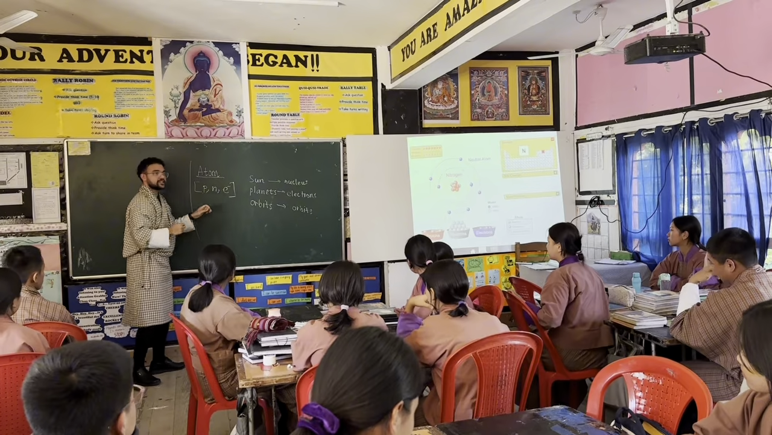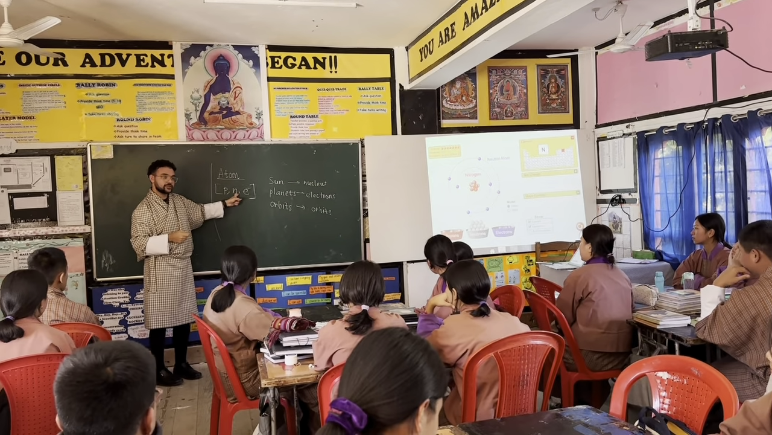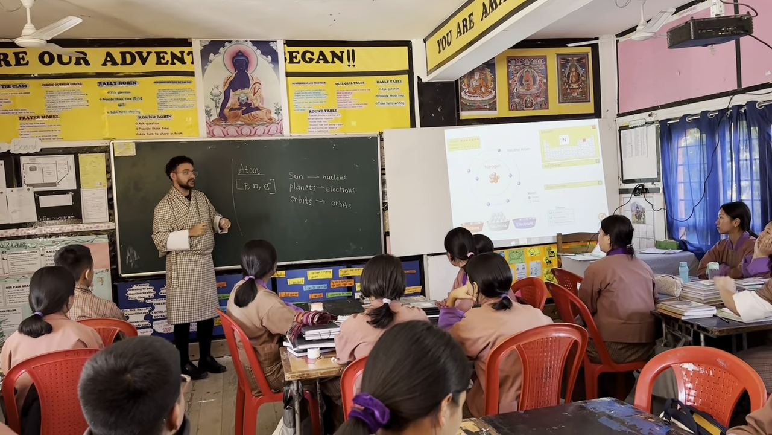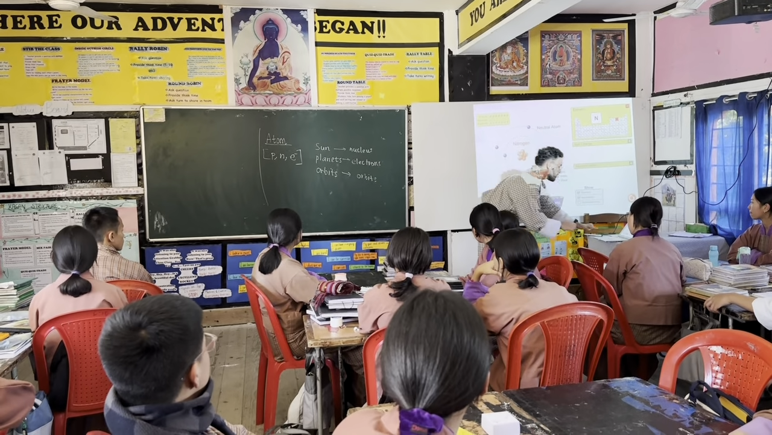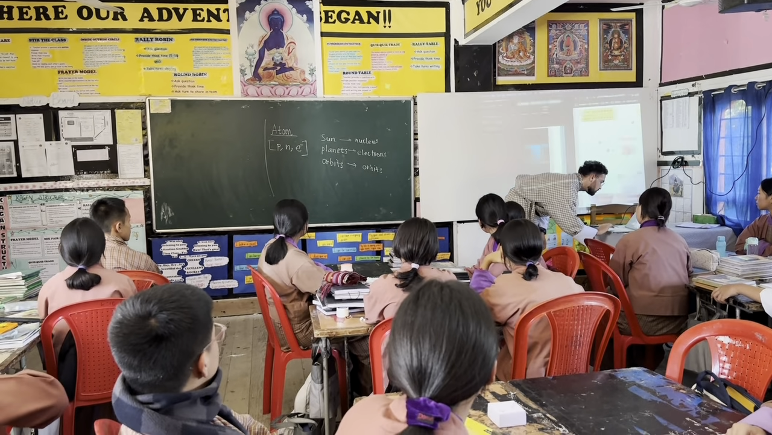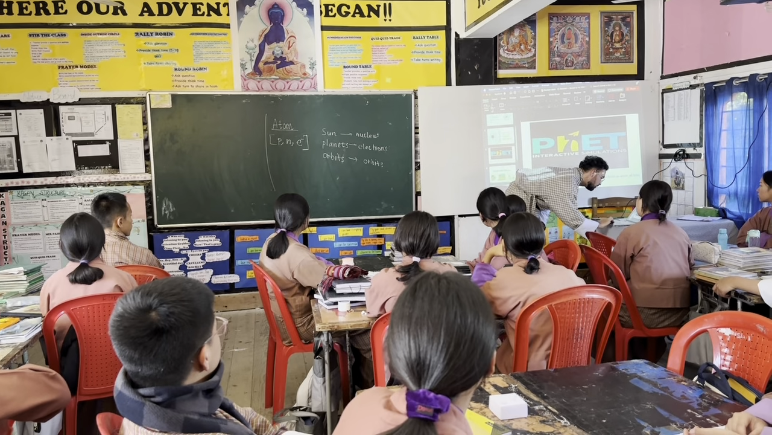Okay, this is how we write it in short form. P for proton, N for neutron, and E for electron. Okay, and I think you know so much about all these three things. Let me show you the slides.